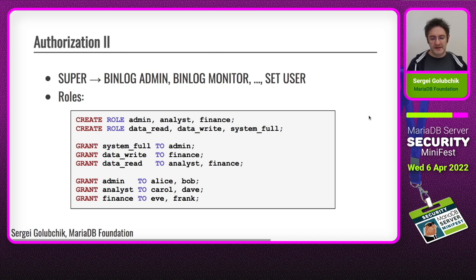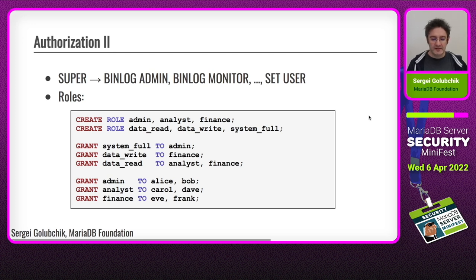In this example on the slide, there's some fictional organization that has three roles. Well, roles, I mean, in the logical English sense. People who are database administrators, data analysts, and the finance department. Database administrators have full access to system data, the finance department has read and write access to financial data, and analysts have only read access to financial data. And we have six employees.